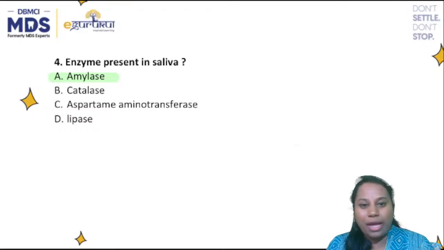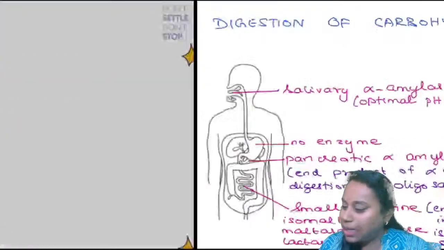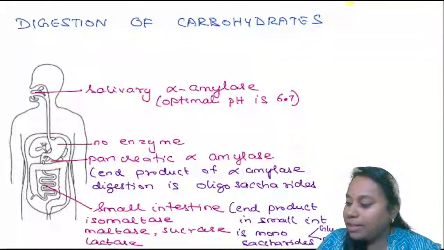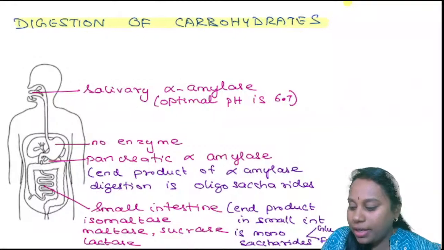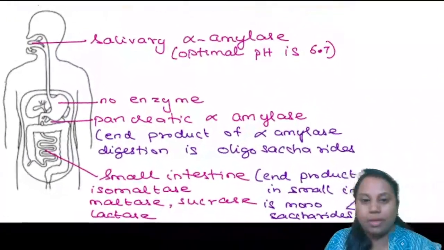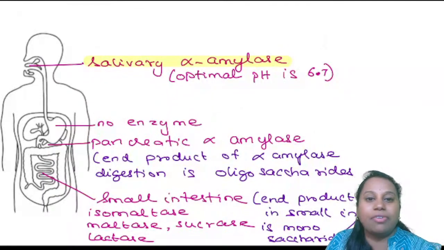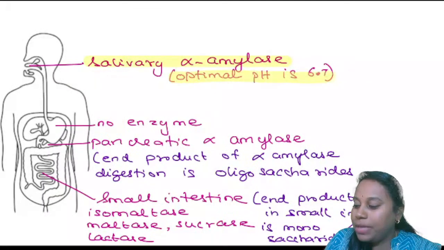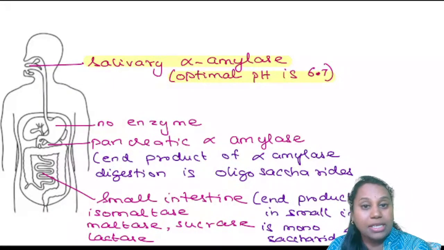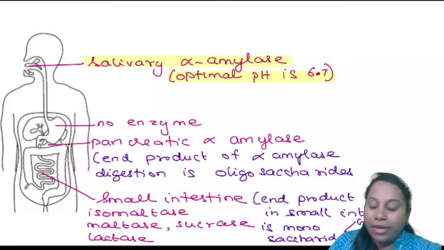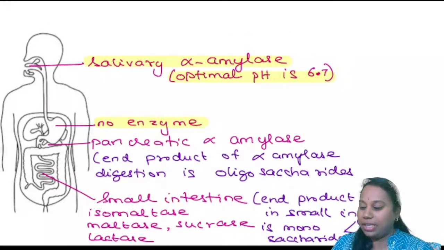Let's have a quick look at the digestion of carbohydrates, proteins and fats and just the role of these enzymes. First, digestion of carbohydrates. Carbohydrate digestion begins in the mouth, in saliva, by the action of salivary alpha amylase. The optimal pH for this action is 6.7. So the salivary amylase plays an important role in carbohydrate digestion. In the stomach, there is no enzyme for carbohydrate digestion.